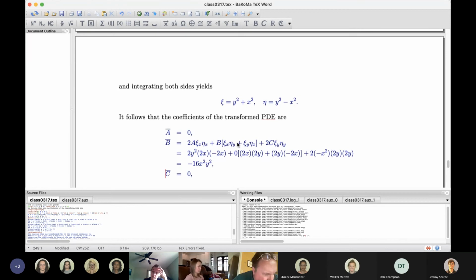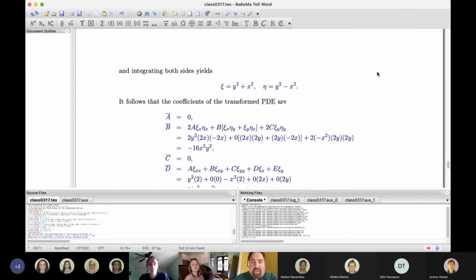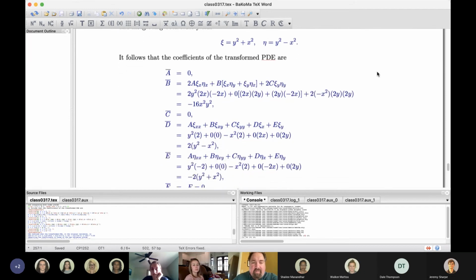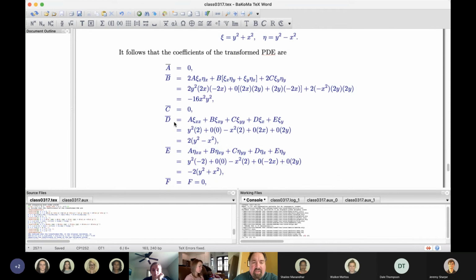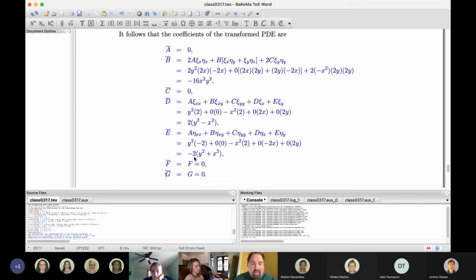C bar is 0 by design. And then your remaining coefficients. Now, what's interesting is in the original PDE, you only had A, B, and C. D and E were both 0, but you do get non-zero D and E, unfortunately, from making this transformation. So here's D and here's E. Formulas for these were shown earlier. And then when you're making this kind of transformation, the terms F and G don't change at all. So if they were 0 before, they're 0 now.